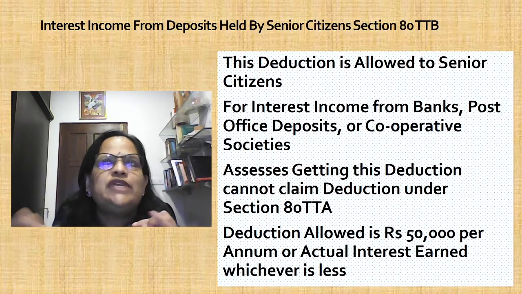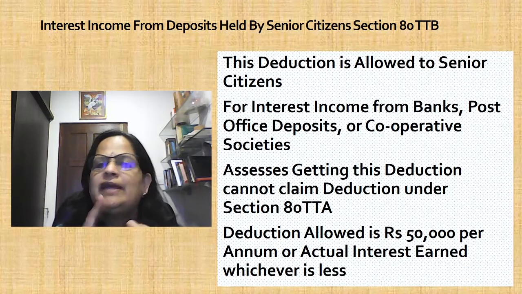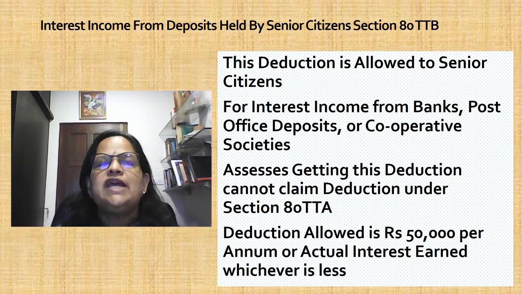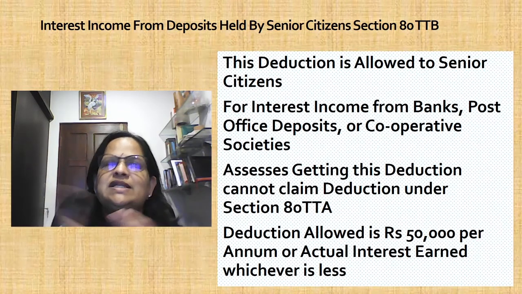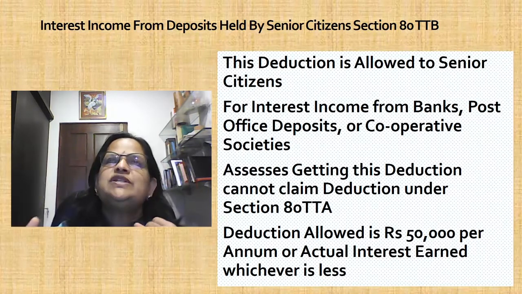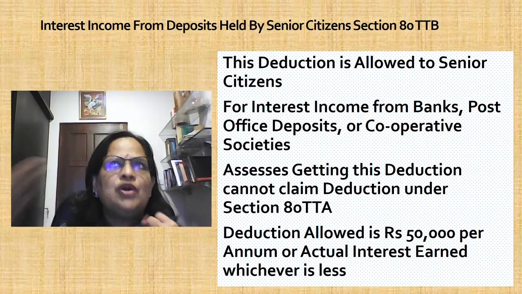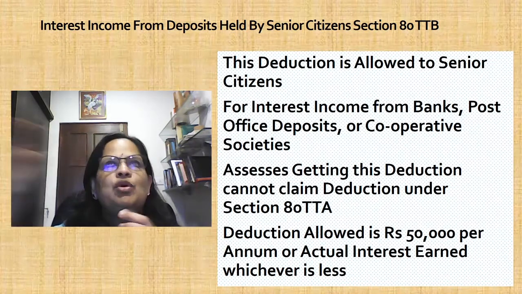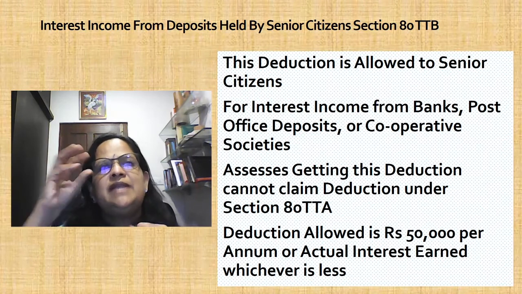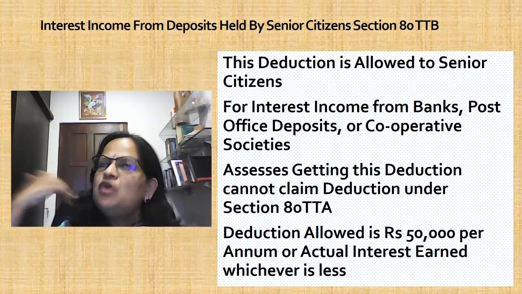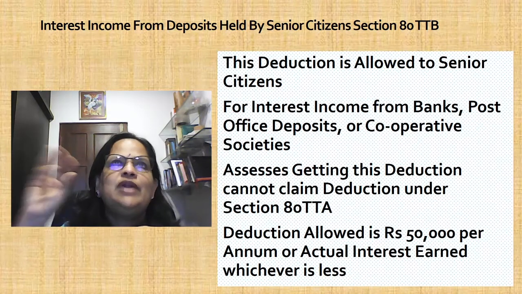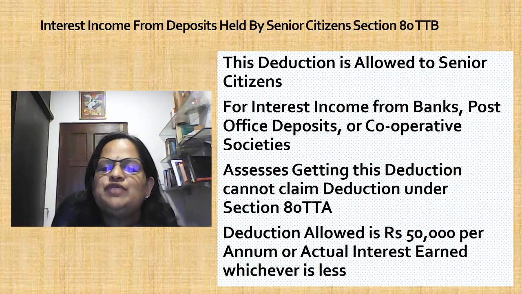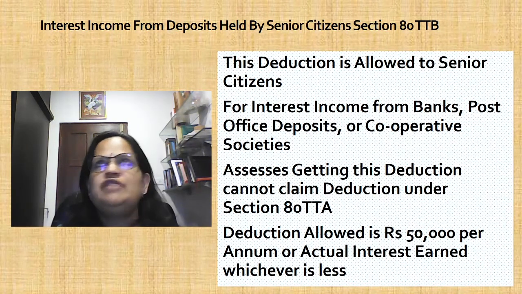So the deduction is allowed to senior citizens, that means those who are above 60 years of age, for interest income from banks, post office and cooperative societies. I explained in the last slide also that for the post office, whatever exemption is available, 3,500 or 7,000, beyond that they can claim this deduction. Now, senior citizens getting this deduction cannot claim deduction under section 80TTA. So they cannot claim both sections. If it's a senior citizen, they can claim only 80TTB. If it's ordinary people less than 60 years of age, they can claim only 80TTA. The deduction allowed is rupees 50,000 per annum or the actual interest earned, whichever is less.